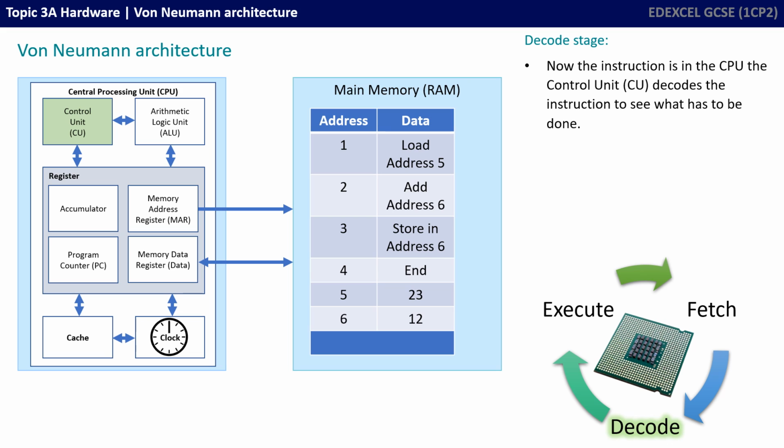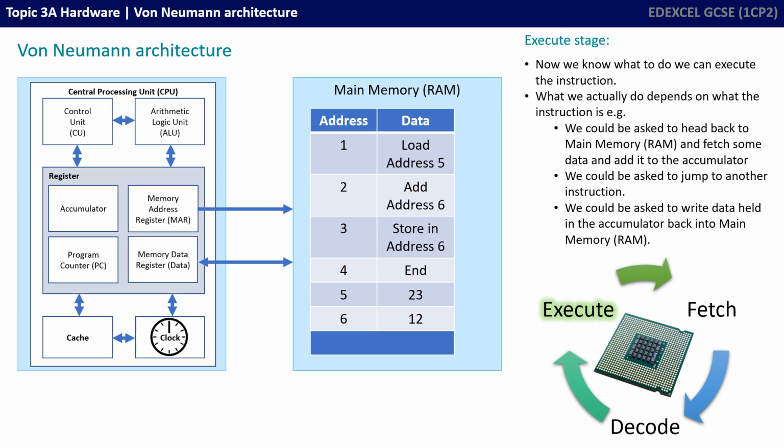Now the instruction is in the CPU, the control unit decodes the instruction to see what has to be done. Now we know what to do, we can execute the instruction. What we actually do depends on what the instruction actually is. We could be asked to head back to main memory and fetch some data and add it to the accumulator. We could be asked to jump to another instruction. We could be asked to write data held in the accumulator back into RAM.